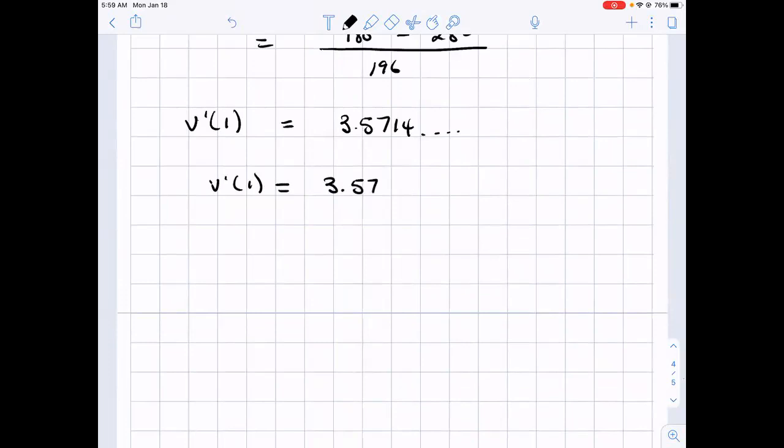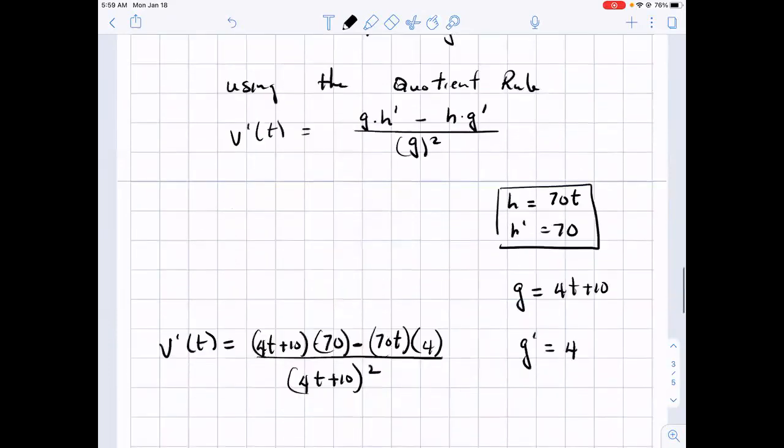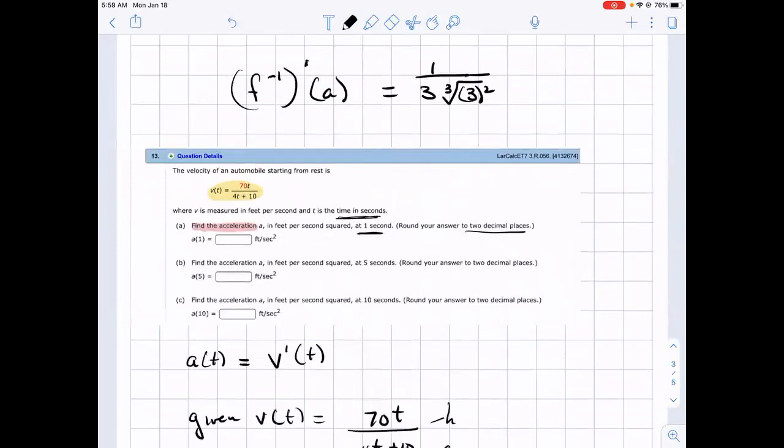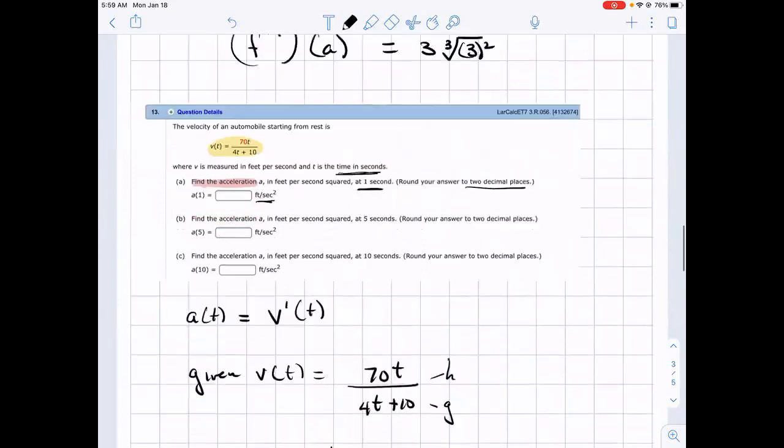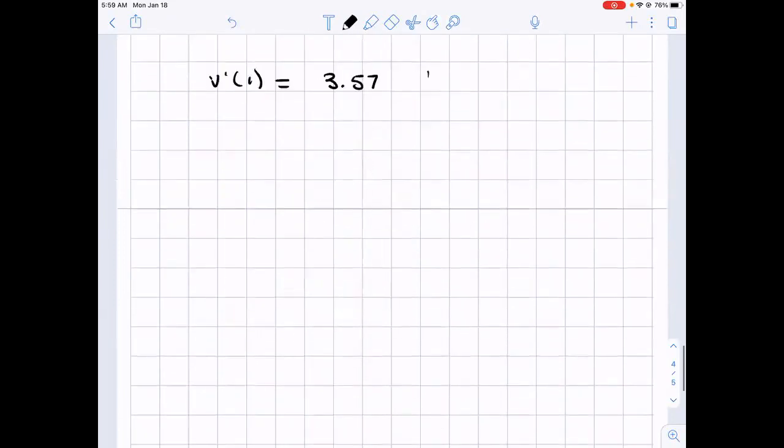3.57 feet per second squared, and since they're asking for the acceleration here, the unit has to be feet per second squared. So it's very important that you write in your units as you solve for these problems.